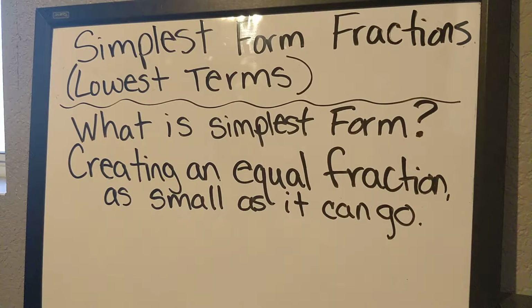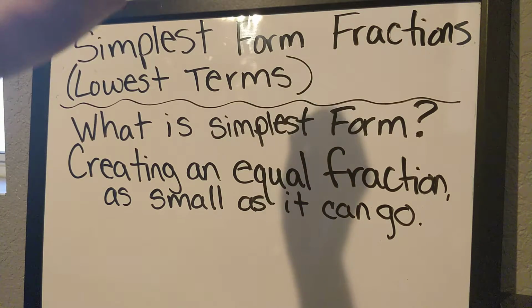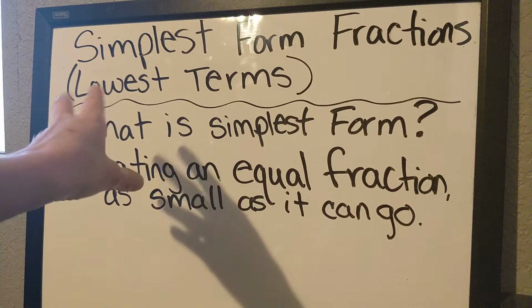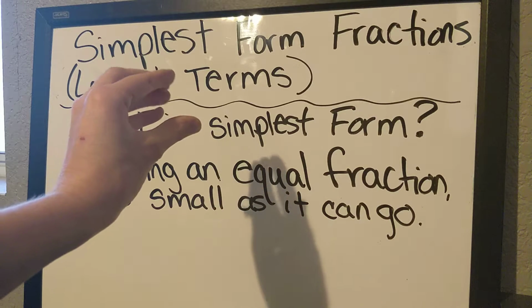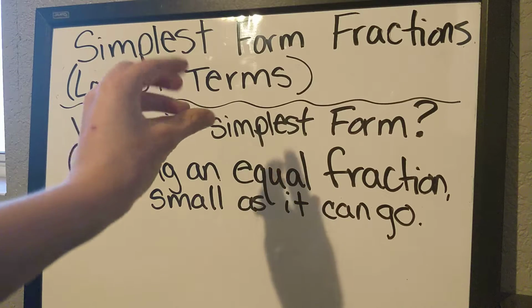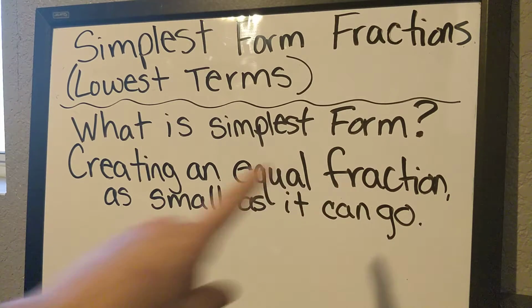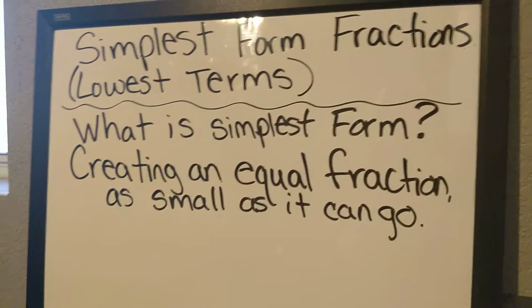If you answered divide, you are correct, because if you multiply, you get bigger, bigger, bigger. But for simplest form fraction, as low as you can go, the smallest number as it goes down, down, down, is going to divide. You're going to use division, create an equal fraction using division.